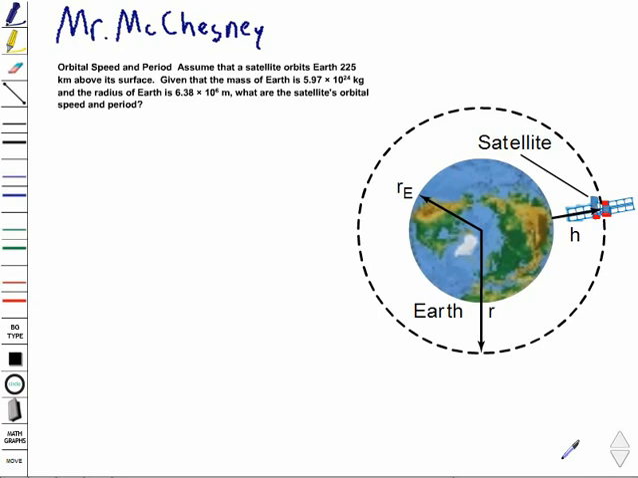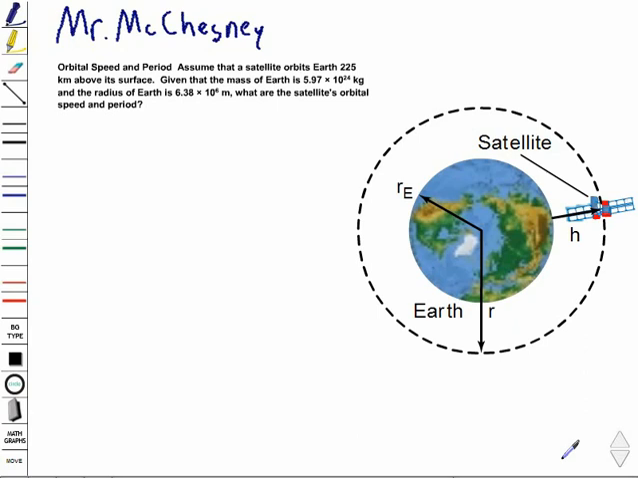The problem is, assume that a satellite orbits the Earth 225 kilometers above its surface. Given that the mass of the Earth is 5.97 times 10 to the 24th kilograms, and the radius of the Earth is 6.38 times 10 to the 6 meters, what are the satellite's orbital speed and period? And if you look to the right, you'll see a diagram of the problem.